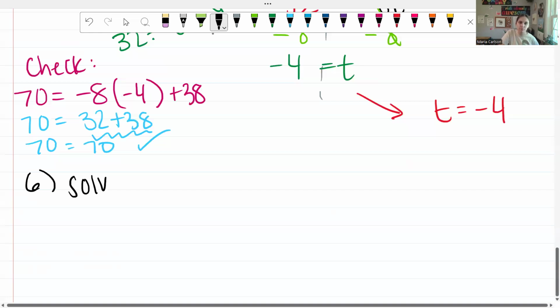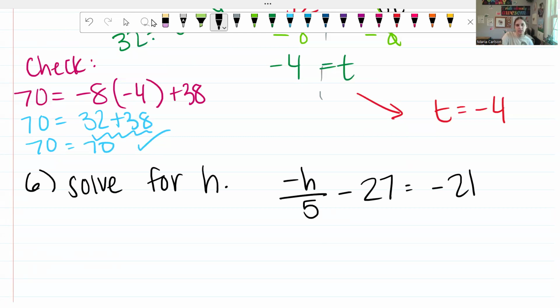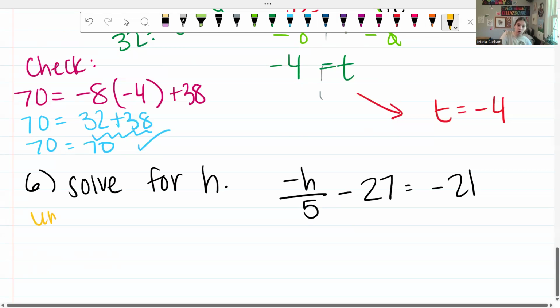Solve for h. So we have negative h over 5 minus 27 is equal to negative 21. All right. So looking at this, I just want to say, if you would like to pause this and try this on your own, if you're feeling confident, that is great. If you're like, I have no idea where to get started because fractions scare me, I don't blame you. Remember that we're really just wanting to undo the order of operations. So undo PEMDAS, beginning with addition and subtraction. So start at the bottom, work your way up.